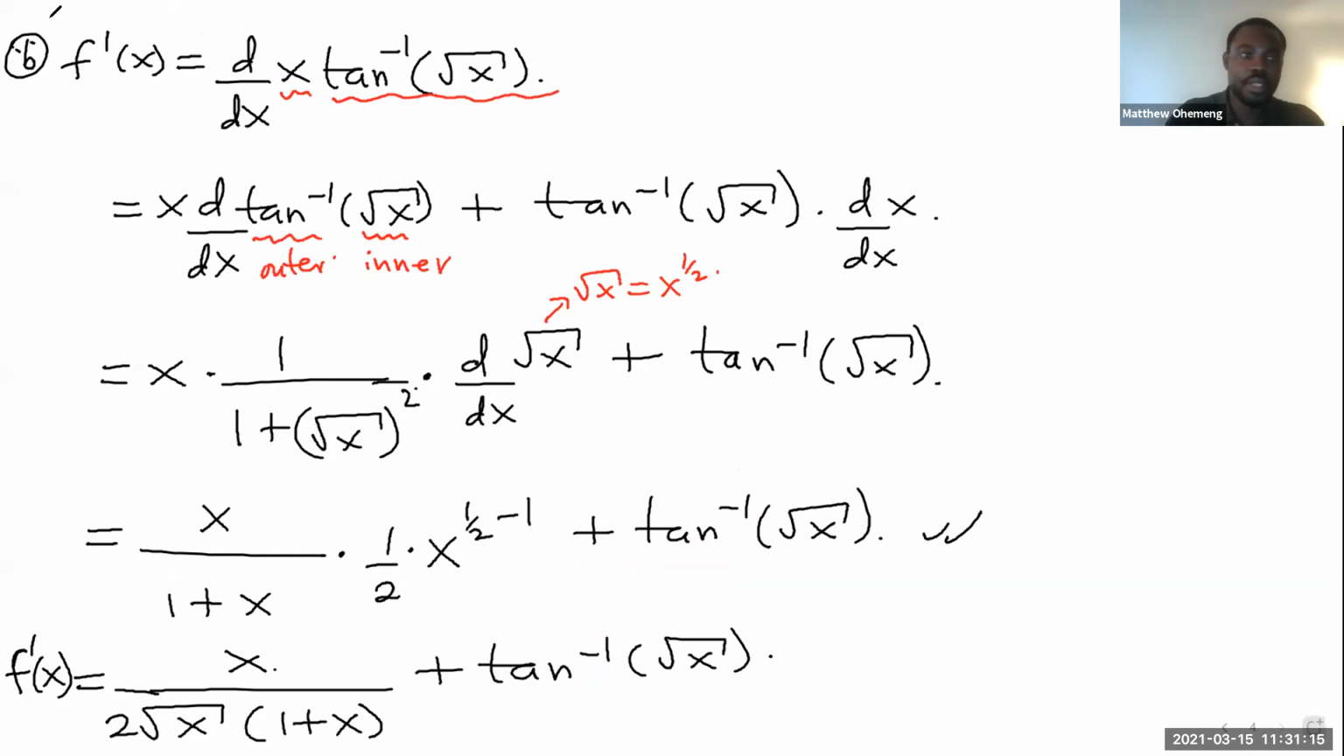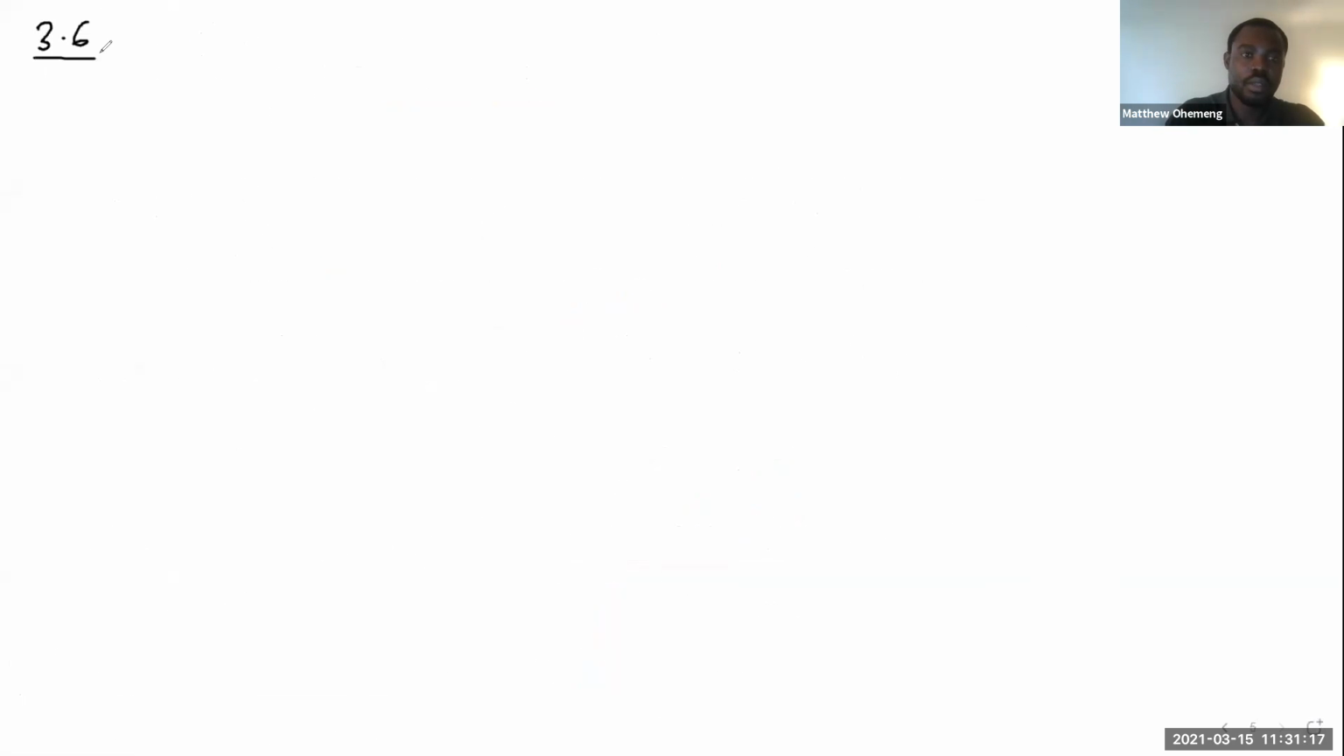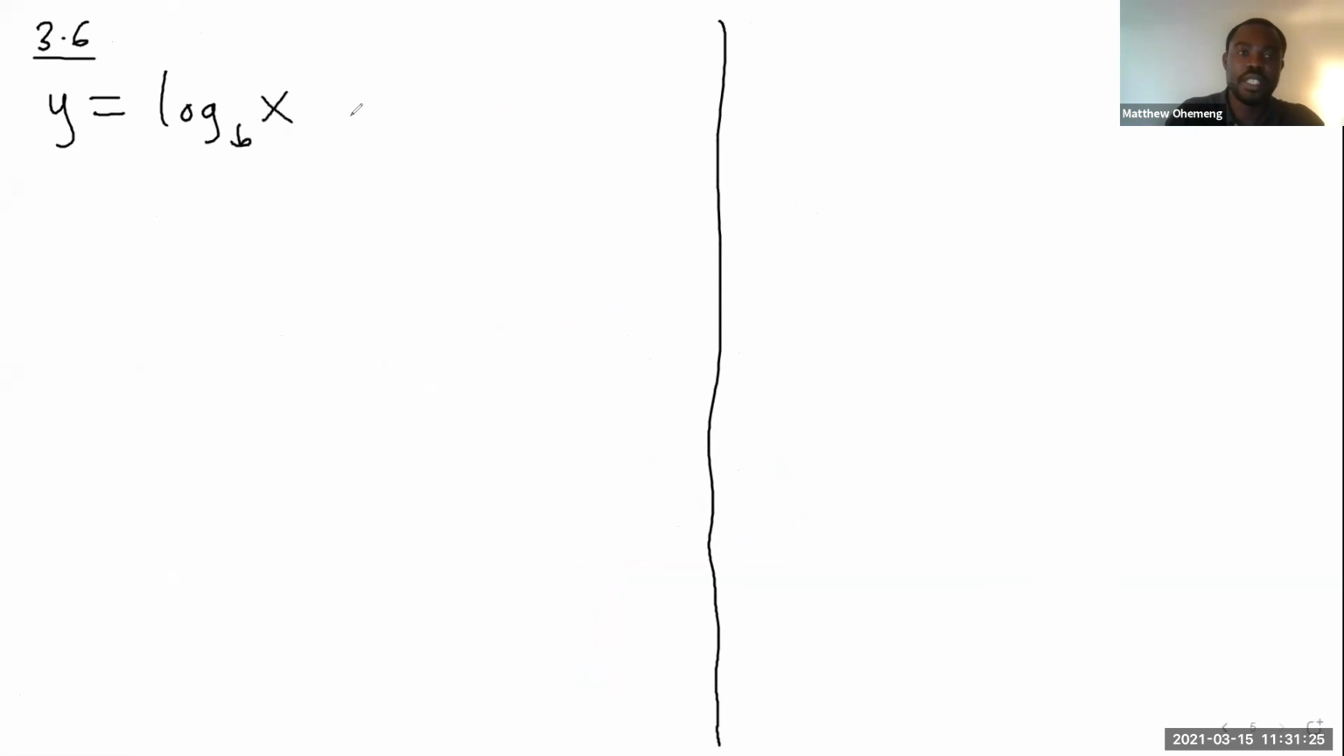So this is 3.6. Okay, and then this logarithmic function. So we are looking at y equal to log base b of x. What is the derivative, right? What is dy over dx? What is it? Okay, so now to try and get the dy over dx, we employ a similar tactic like the one we employed in the inverse trig functions.